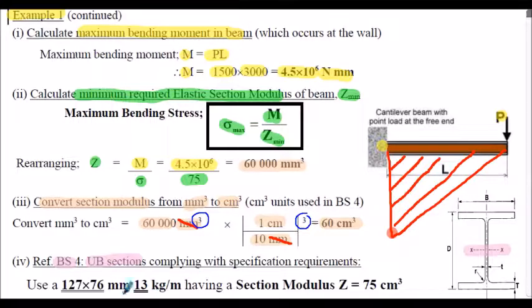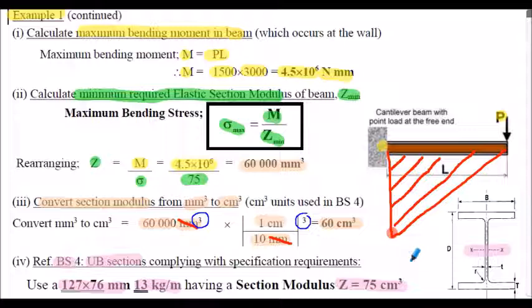So here's our chosen section, designated as 127 by 76 millimeters by 13 kilograms per meter mass. That's a section modulus of 75 centimeters cubed. So larger than what we need, but in the right ballpark. And that's the process we're going to essentially undertake in all the questions.